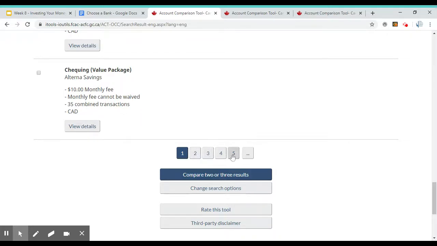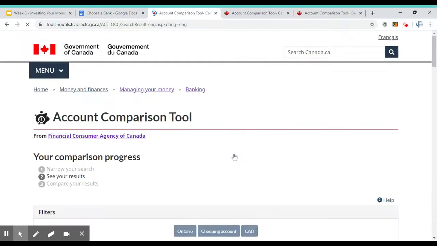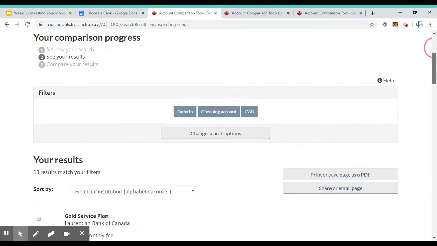4. I'm looking for the National Bank of Canada, which is an N. So I'm going to take a risk and see if maybe it's on page 5. And if not, then I probably would hit ... So if you were looking for the TD Canada Trust, I would probably go to the 3 dots and then pick a number that's a little bit closer to the end of the alphabet. So I'm going to go for 5. See if we get lucky.